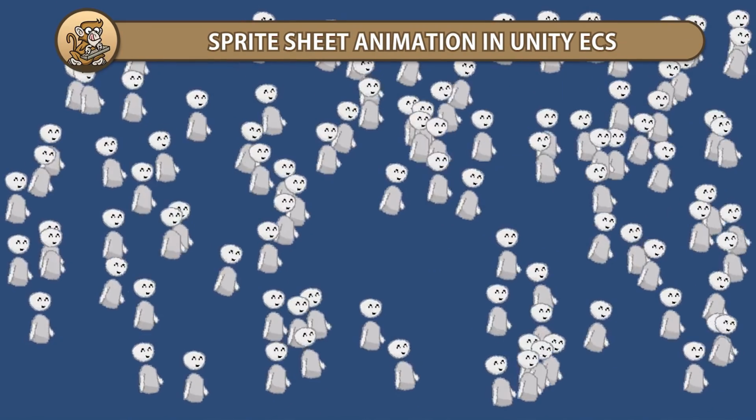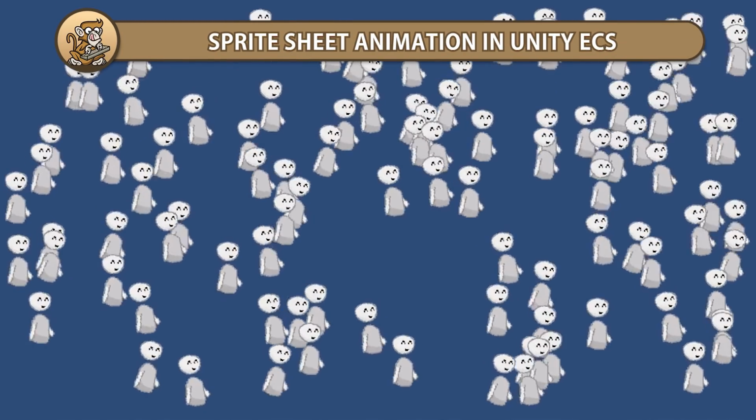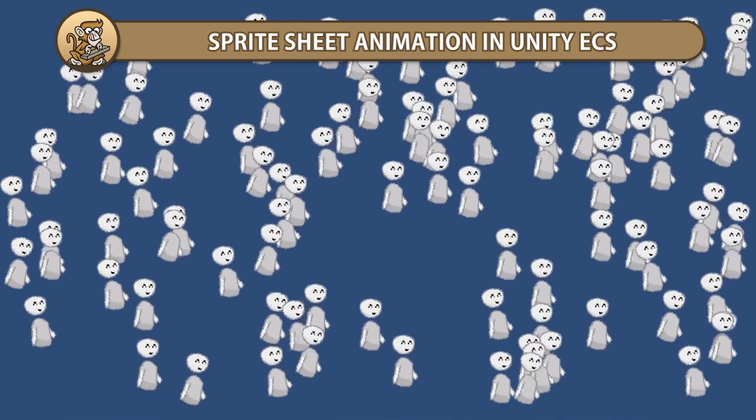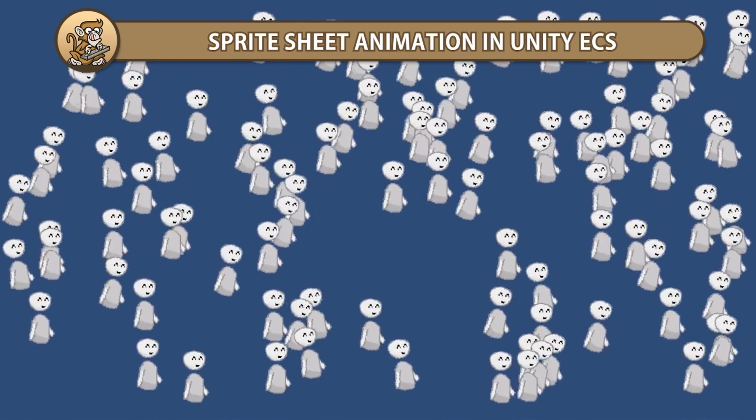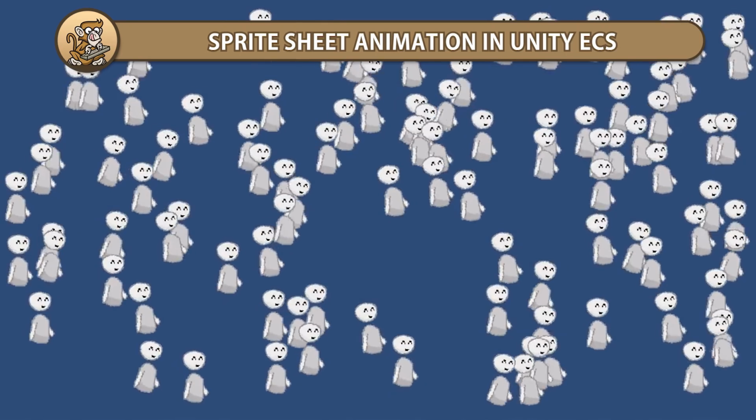In this video, we're going to handle simple sprite sheet animation in a pure Unity ECS game. This is one of the simplest forms of animation, and it can be done extremely fast so you can easily render thousands of units. Let's begin.